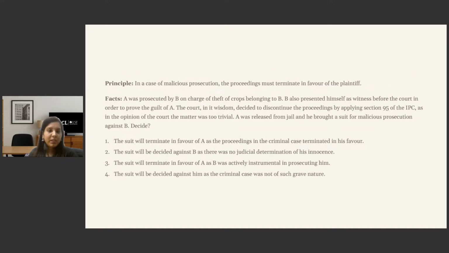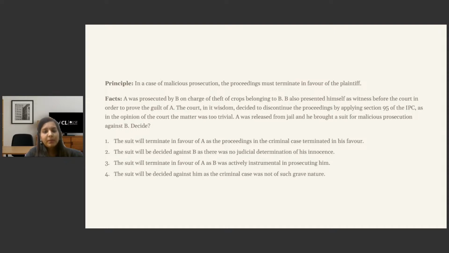Here again, we're talking about malicious prosecution. Let us see the facts. A was prosecuted by B on charge of theft of crops belonging to B. So there were certain crops that were taken away, right? B also presented himself as witness before the court in order to prove the guilt of A.